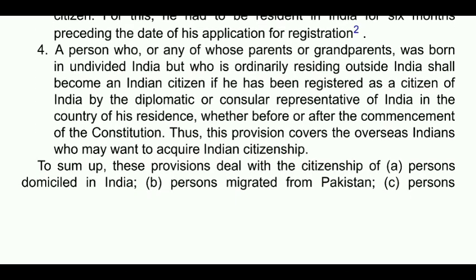Fourth, a person who or any of whose parents or grandparents was born in undivided India but who is ordinarily residing outside India shall become an Indian citizen if he has been registered as a citizen of India by the diplomatic or consular representative of India in the country of his residence, whether before or after the commencement of the Constitution.